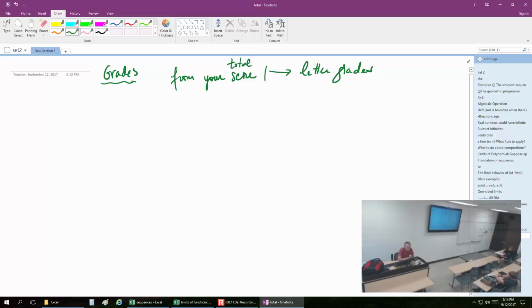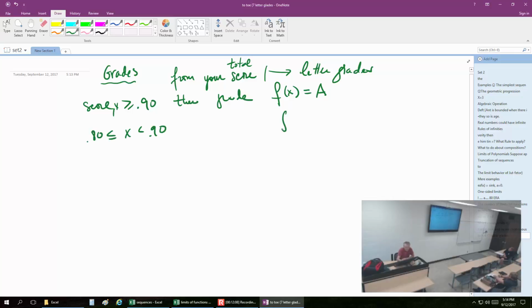The rules are often very simple, as the ones that I follow. Say the score is x, and if x is larger than or equal to 0.90, then the letter grade, say f of x, is A. That's the simplest one. And if x is less than 0.90 but larger than or equal to 0.80, f of x is equal to B, like that. And so on.